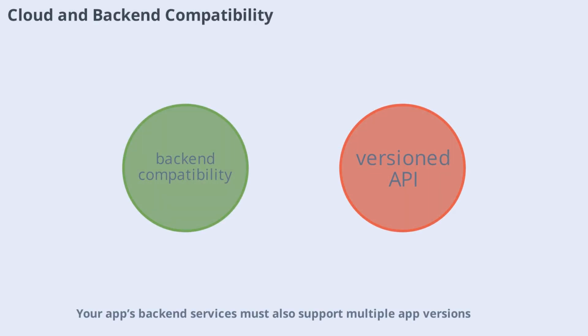Your app's backend services must also support multiple app versions. Use version APIs and maintain backward compatibility on the server side. This ensures that all users, regardless of app version, can access your services reliably.